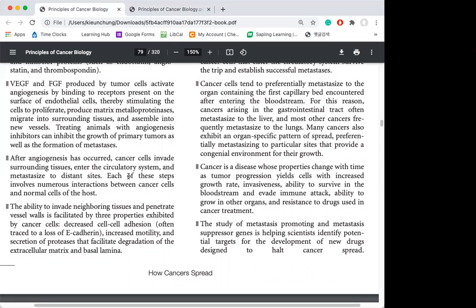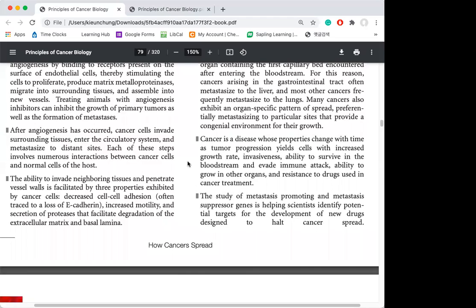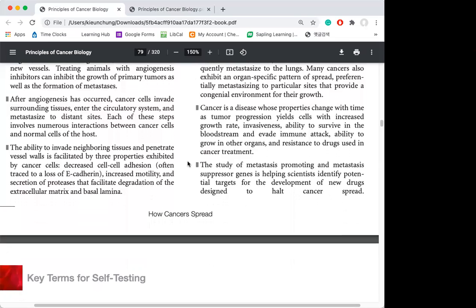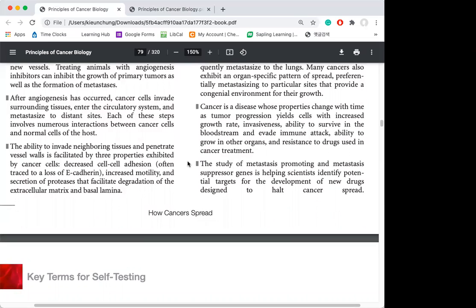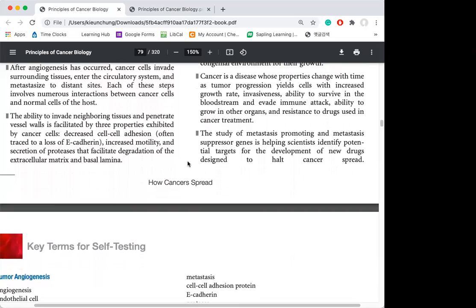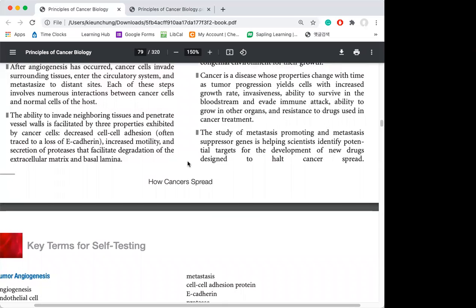Cancer is a disease whose properties change with time as tumor progression yields cells with increased growth rate, invasiveness, ability to survive in the bloodstream and evade immune attack, ability to grow in other organs, and resistance to drugs used in cancer treatment. The study of metastasis-promoting and metastasis suppressor genes is helping scientists identify potential targets for the development of new drugs designed to halt cancer spread.